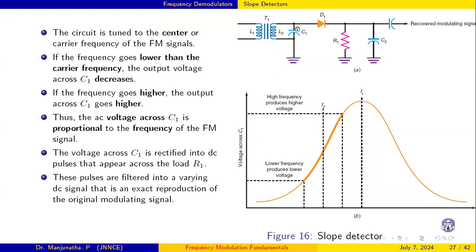Thus the AC voltage across C1 is proportional to the frequency. Look at this output: as the frequency increases, the output increases, and as it decreases, the output decreases. This is how we actually make the demodulator. The voltage across C1 is rectified by the diode D1 into DC, and passes across the load R1 and the bypass filter. Through this, the output will be taken. The voltage across C1 is rectified into DC pulses. These pulses are filtered into a varying DC signal. So in this way, this acts as a slope detector, an FM demodulator.